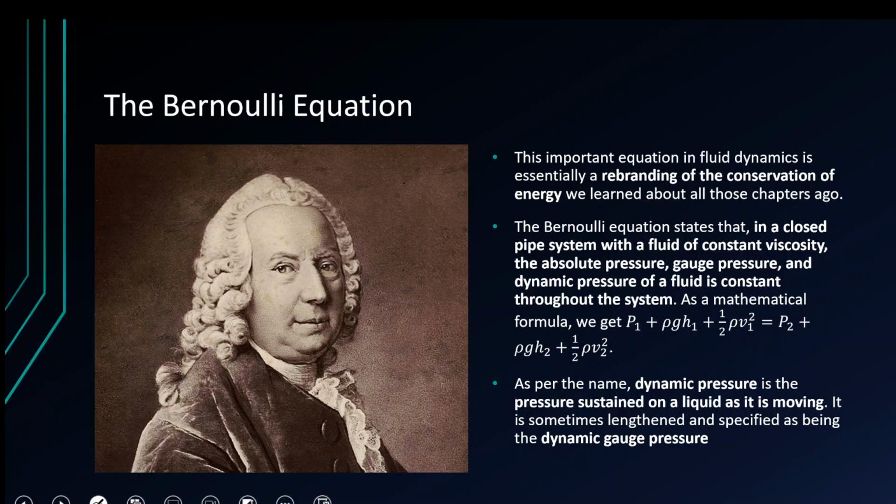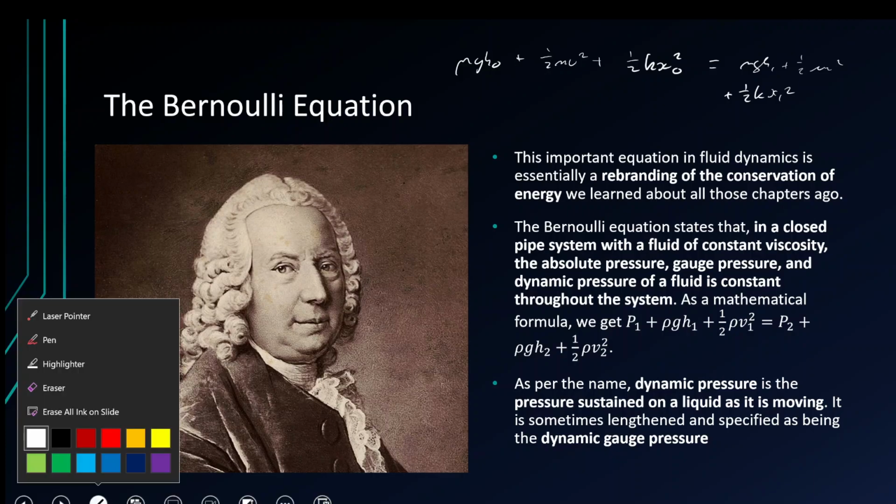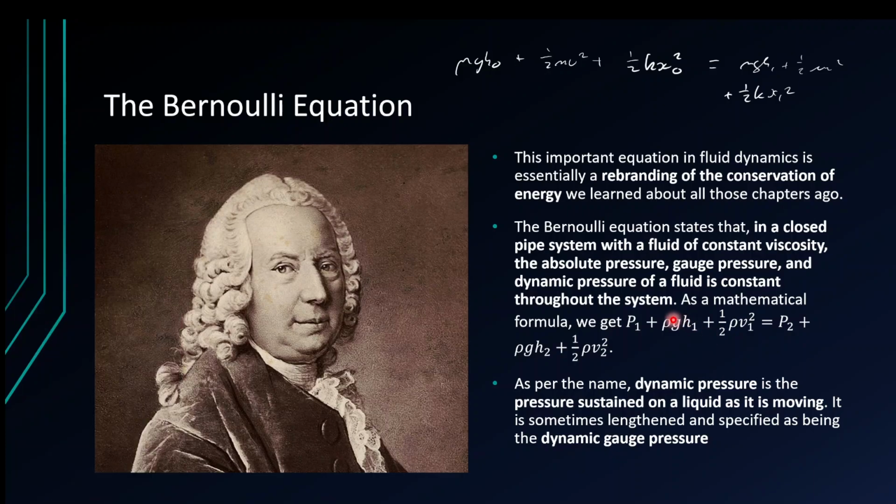Now, if you've done a bit of conservation of energy with springs, I don't think we did that in simple harmonic motion, you'd be familiar with mgh naught plus a half mu squared plus one half kx naught squared is mgh1 plus a half mv squared plus one half kx1 squared, or something to that effect. This is essentially just that, but it's to do with fluids.